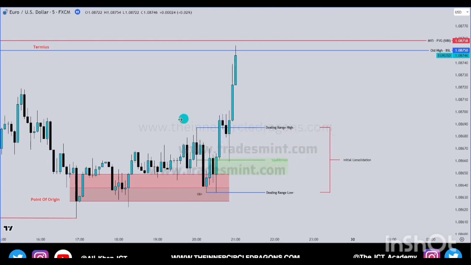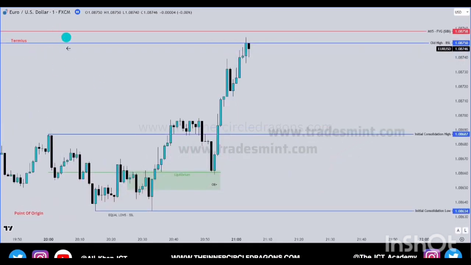After price has left the initial consolidation, we've seen an expansion higher with displacement and then a retracement back into equilibrium where we find our high probability order block. Once price has touched the order block, you can see how it's rallied higher and swept the buy stops above the old high. Now let's get into the 1 minute time frame.